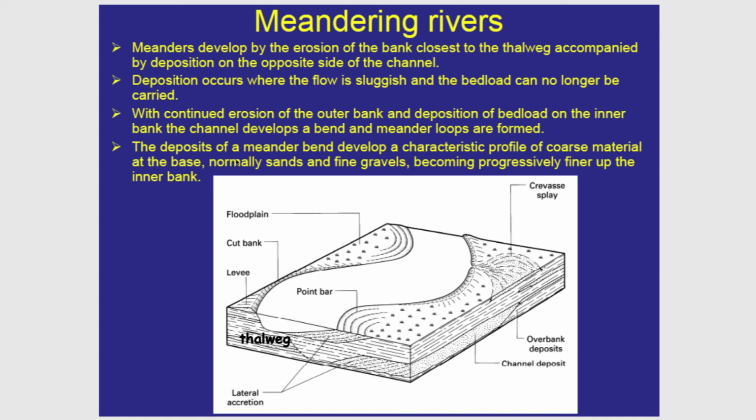The deposits of a meander bend develop a characteristic profile of coarse material at the base, normally sands and fine gravels, becoming progressively finer up the inner bank. That's true. So most of the initial material will be coarser, and then as you move up you get finer fractions again. So hopefully this clarifies some of the key structure and key characteristics of meandering at the level of the type of deposits.